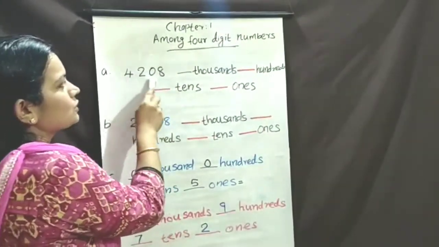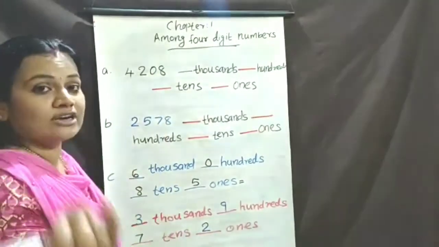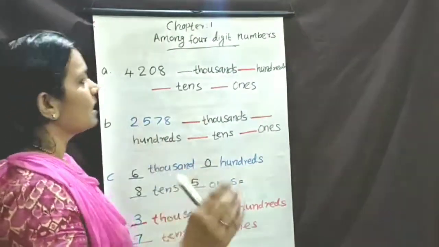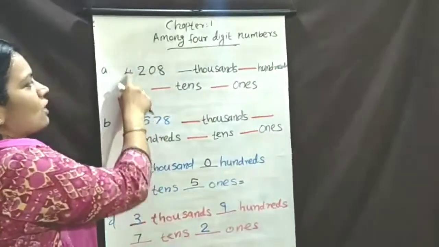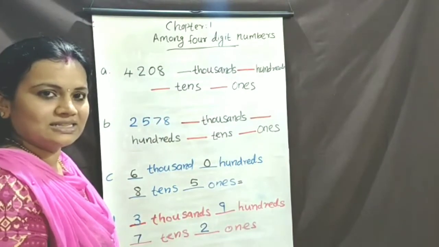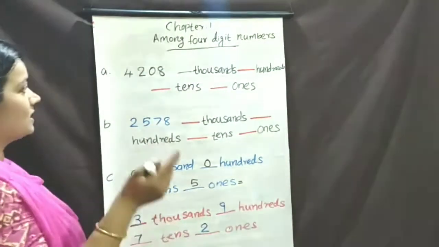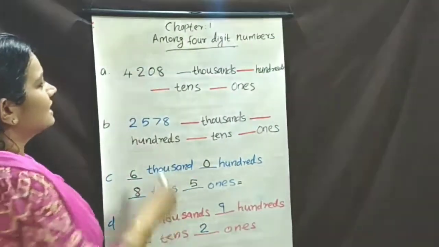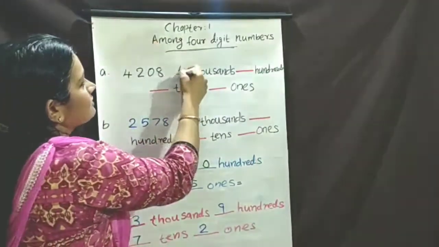4208. We already studied the places of a 4-digit number: ones, tens, hundreds, thousands. How many thousands are in this number? 4000. How do you read this number? Can you read it? 4208. Then what is the thousands part? 4000. Then you can write 4000.